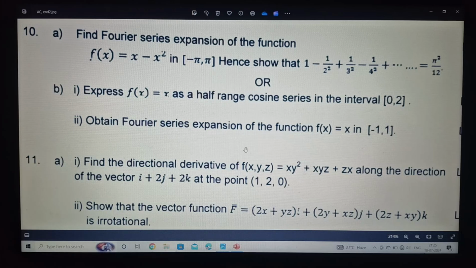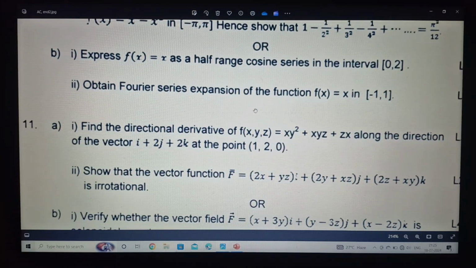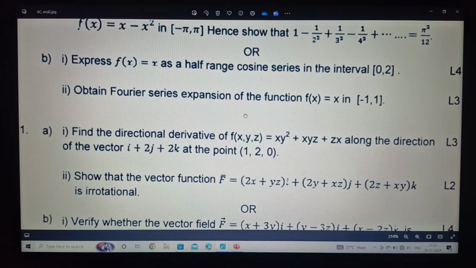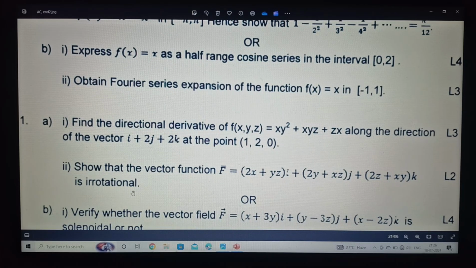So next from unit 5, 11th question A, first one is find the directional derivative of the given surface along the direction vector i plus 2j plus 2k at the point 1, 2, 0. This is also an important question, directional derivative. Okay? So next one, show that the function f bar is a rotational vector. This is also an important question, and we have to show that del cross f bar is equal to 0 bar. Okay?